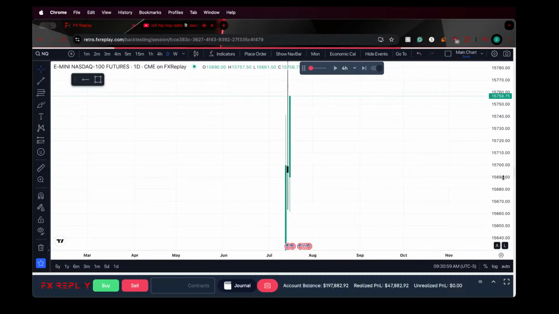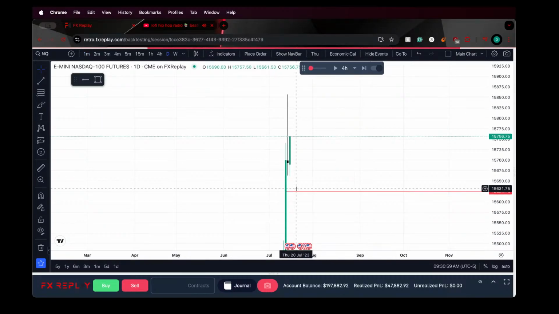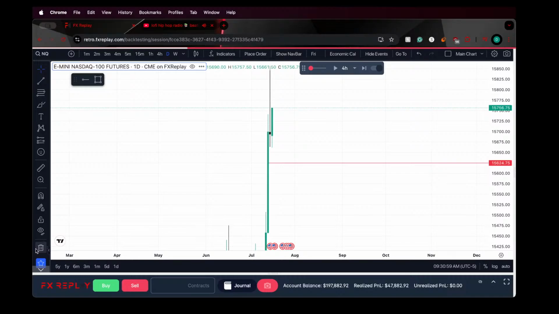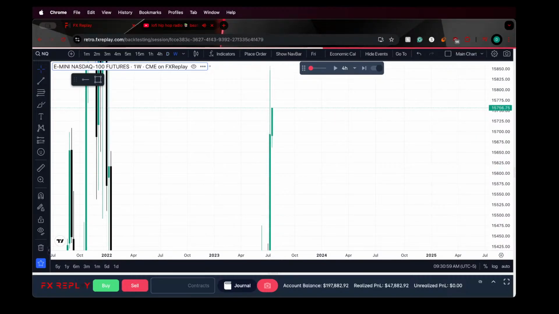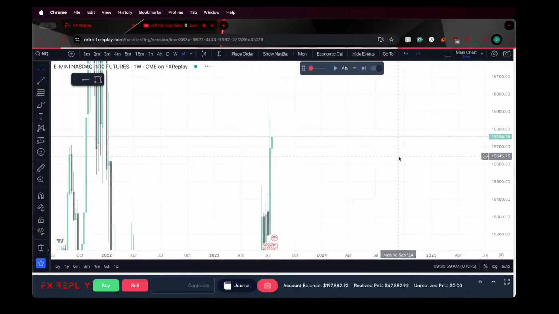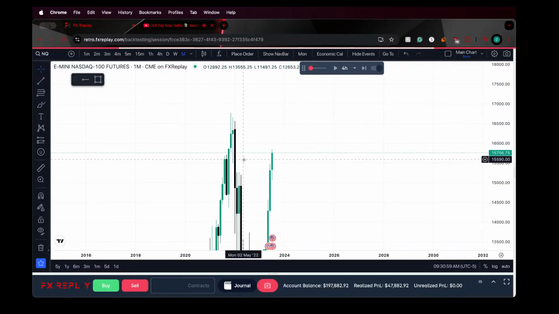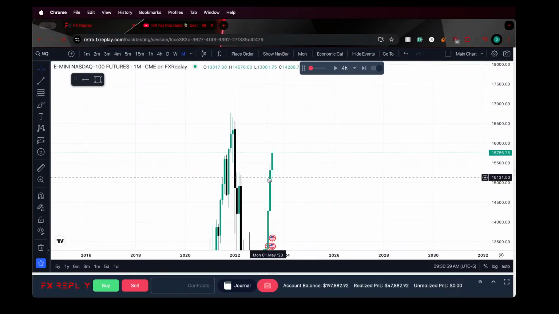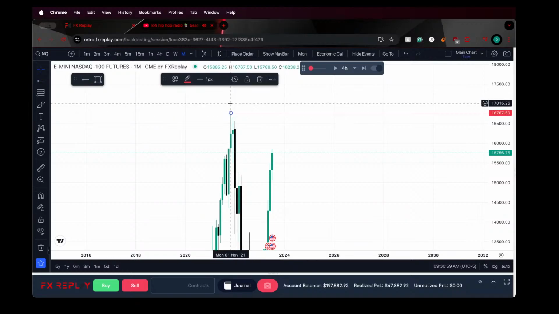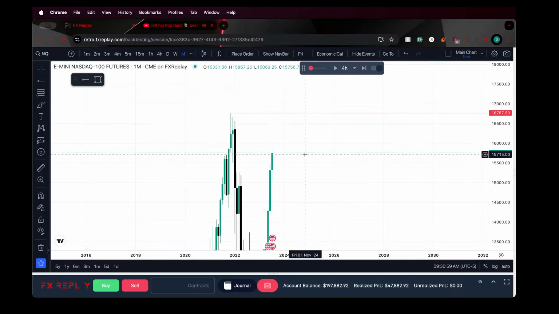Starting off on a daily, we tap this daily inefficiency below us and we're reaching higher, going on to a weekly, monthly actually. Monthly we tap this inefficiency, rejected a little bit, and now we're continuing to go higher. I'm expecting overall to go here at all-time highs.